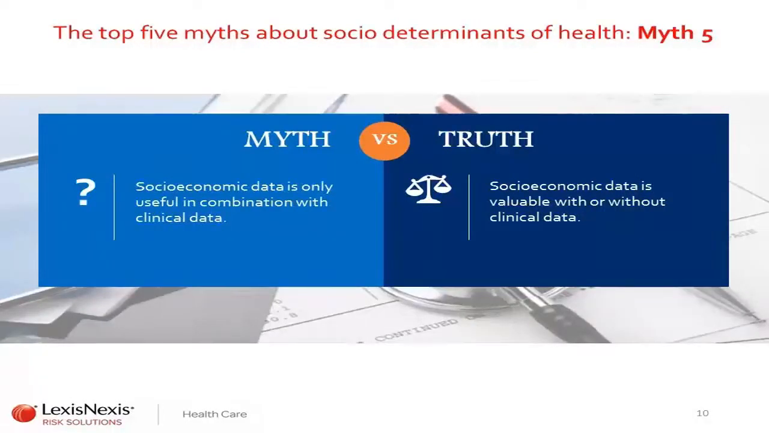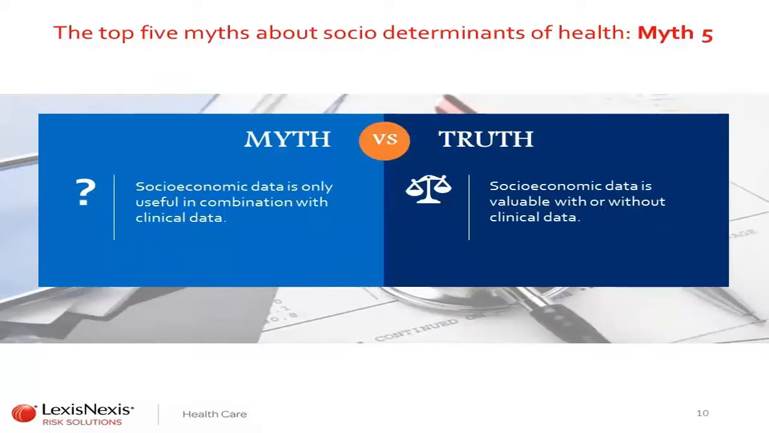And then finally, our fifth myth, and our final one, is that socioeconomic data is only useful in combination with clinical data. The truth is that adding socioeconomic data to clinical data can help payers to personalize care and more accurately predict risk. But even in the absence of that clinical data, using only socioeconomic data has proven to be useful. In fact, it can more accurately predict risk based on total cost than traditional age and gender predictions alone. And we've shown that it can improve the accuracy of predicting readmission likelihood, even compared to certain clinical data models.